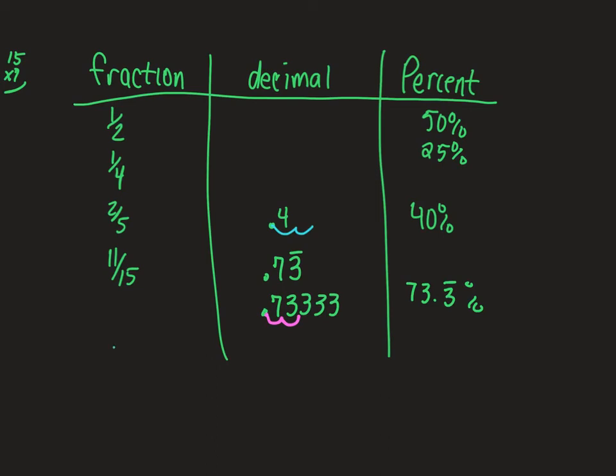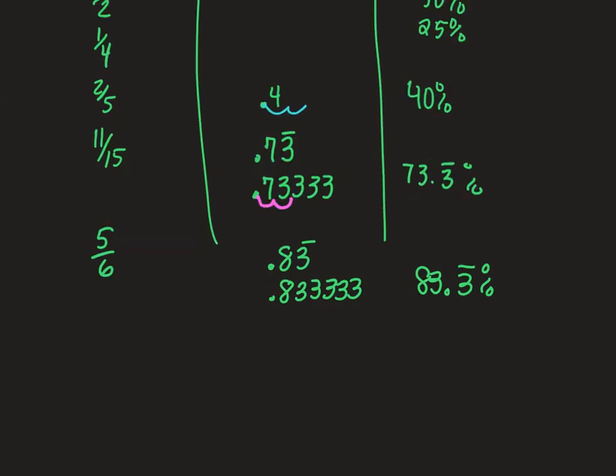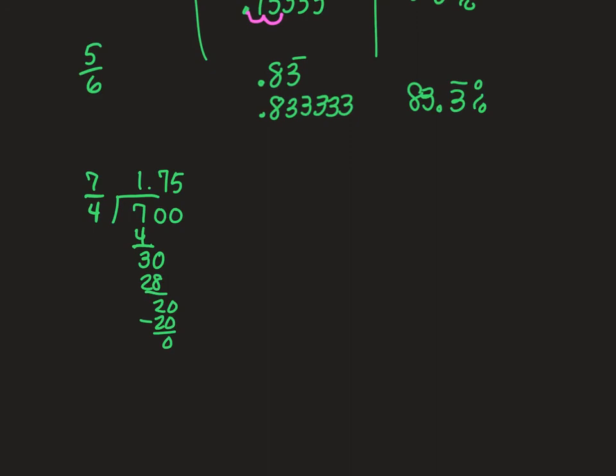Okay, you try 5/6. So off to the side, do some division so that you can get a decimal. Once you know the decimal, hop to the right twice. Did you get 83.3 repeating percent? Woo! All right, let's do one more example.